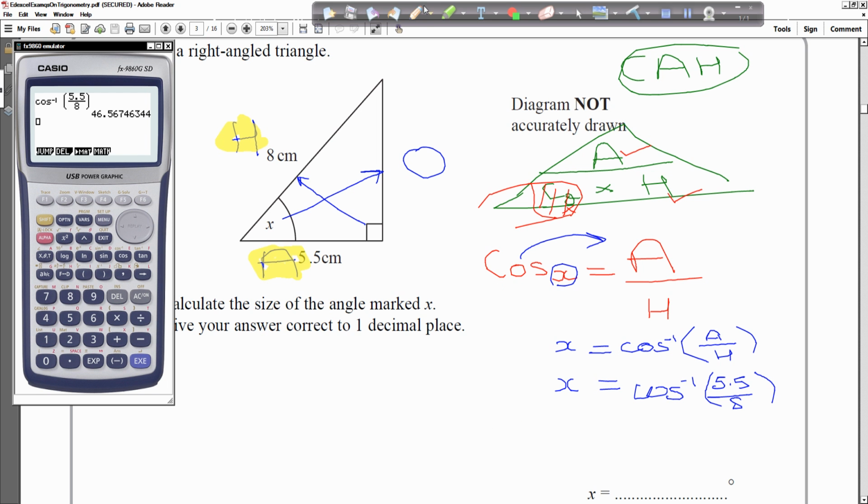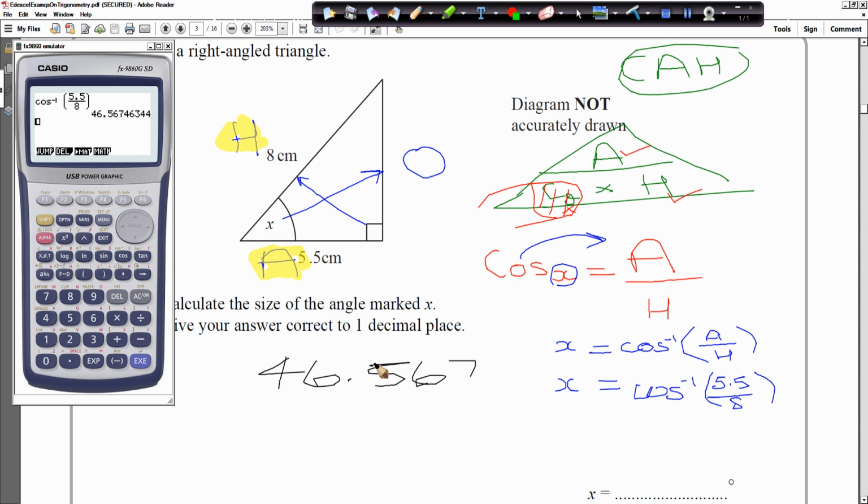Okay, now let me show you the value I've got here. We got 46.567. And the question says to 1 decimal place. So if you do 1 decimal place, you have to stop here. This becomes my last digit. This is the decider digit. So this is 5 or more, so we add 1. So the final answer is 46.6, and degrees is already there. That's done. Lovely.